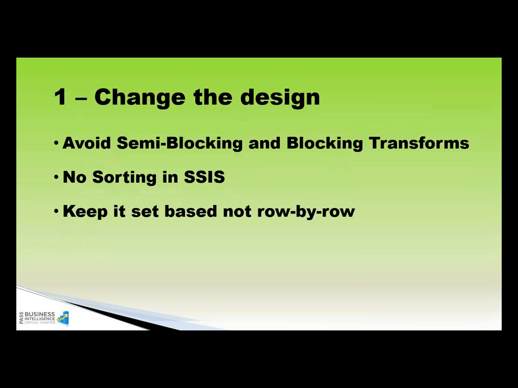Well, avoid using processes that slow down the flow, like semi-blocking or blocking transforms. Data flows in SSIS use memory buffers, and those are allocated for using and storing of your data. And if there are ways to reduce the number of memory buffers required, you can make your code go faster. Now, I know that there are times when it's not possible to do this, but if you can, do it.